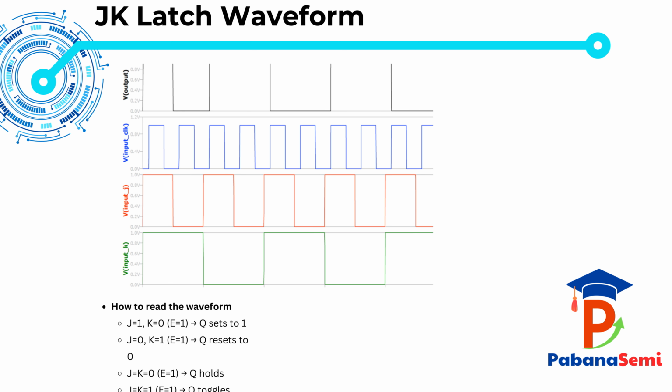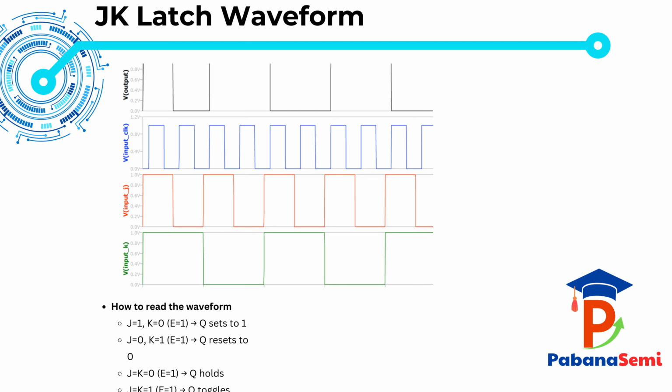Now look at the cases. When J is 1 and K is 0, Q goes to 1. That's set. When J is 0 and K is 1, Q goes to 0. That's reset. When J is 0 and K is 0, Q stays the same, hold. And when J is 1 and K is 1, Q toggles. It flips to the opposite value.